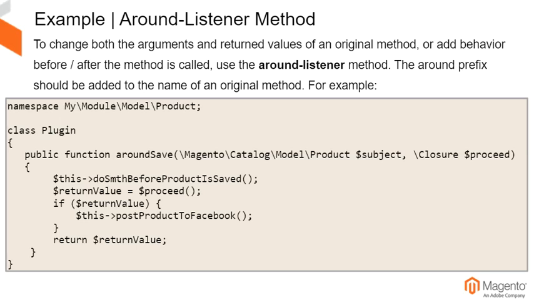Any further method arguments will be passed to the around plugin methods after the subject and the proceed arguments. They have to be passed on to the next plugin method when calling proceed. A code example is presented on the slide.